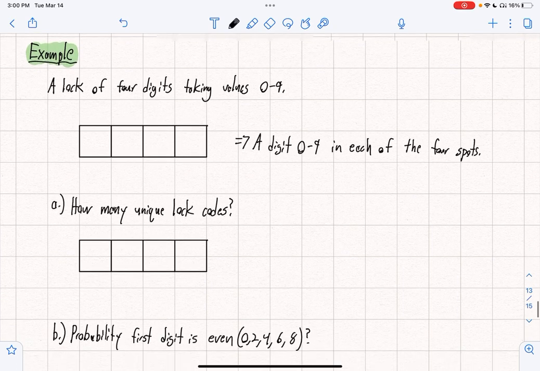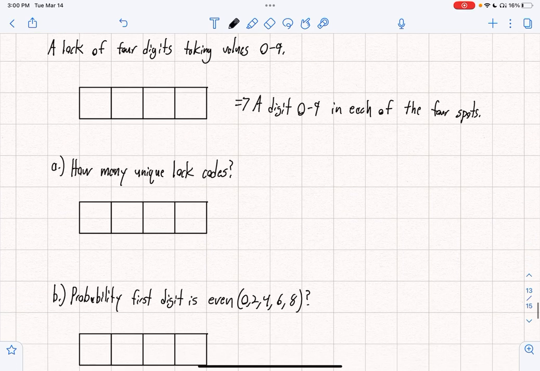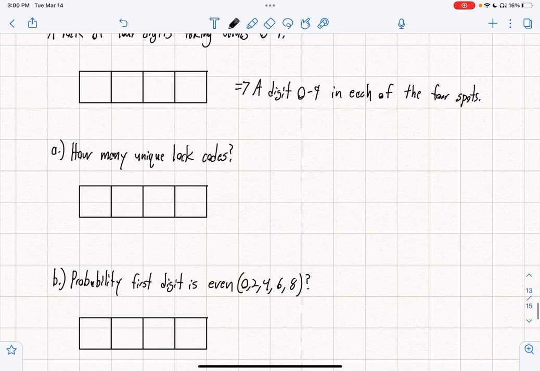Okay, so part A, how many unique lock codes can we make? Okay, well, I'm going to just do this piece by piece. So how many options do I have for that first digit? And there are 10 digits, so I have 10 options for that first input. Second digit, well, again, I still have 10 options. Third digit, still have 10 options. And fourth digit, I still have 10 options. I can use 0 through 9 in any of those 4 spots.